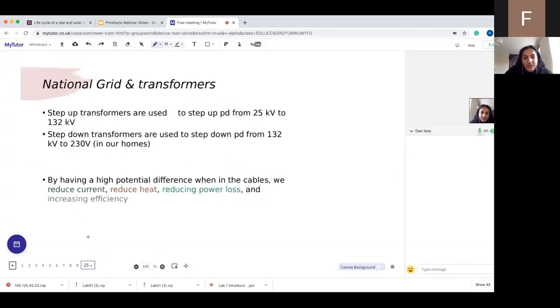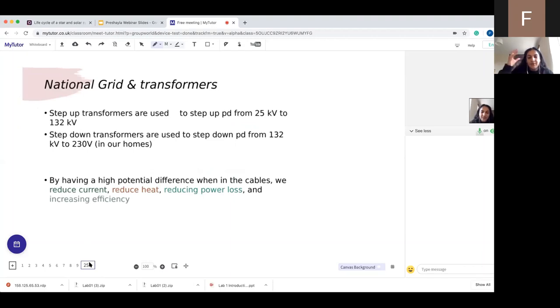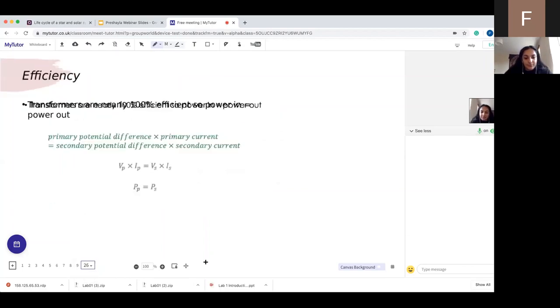We looked at how the national grid uses transformers by stepping up the voltage after the electricity is generated, so it can be transferred along the cables. And so we have a really high potential difference in the cables, which means we have a reduced current, reduced heat, reduced power loss, and increased efficiency. It then steps it down before it goes to our houses.